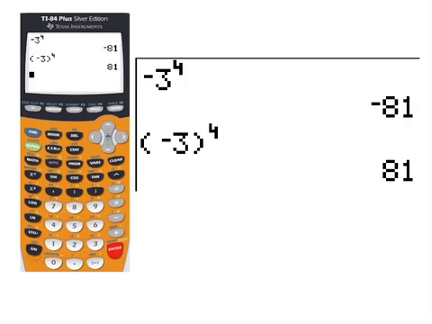Let's take a look at how a calculator handles it. Well, the good news is, it handles things correctly. So if you type the negative symbol followed by a 3 raised to the 4th power, what you're typing is the opposite of 3 to the 4th power, and the calculator will tell you that that's negative 81. If you put parentheses around your negative number and raise that to the 4th power, you'll get positive 81.